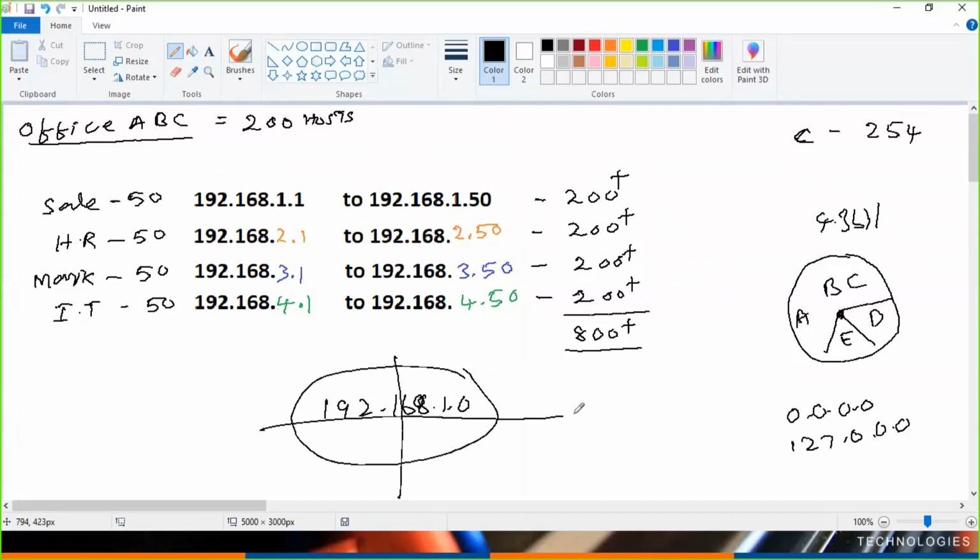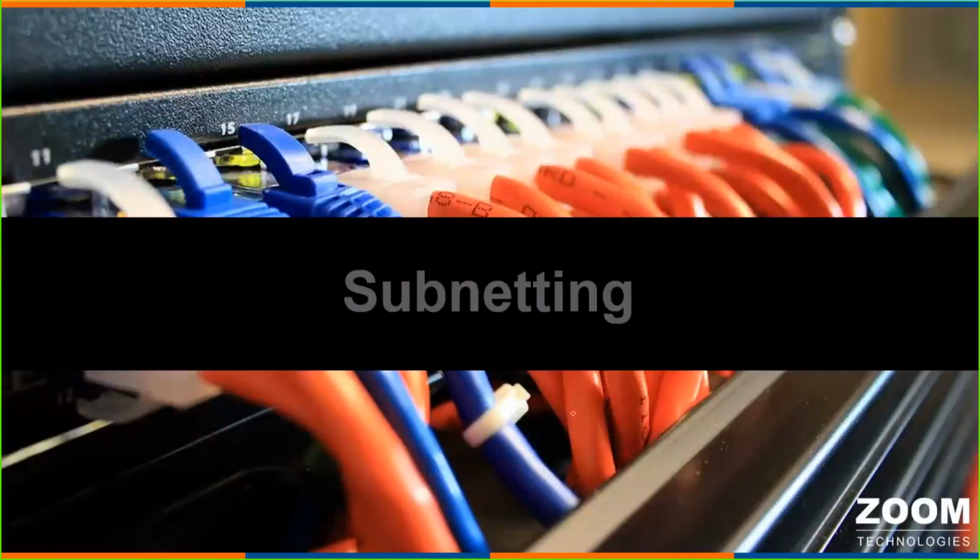Yes, sir. Subnetting. Dividing one network into multiple different networks, this process we call what? Subnetting. So subnetting is the alternate option, an alternate technology developed to survive with IPv4. So till today we are using IPv4 because of what? Subnetting. Yes, sir.